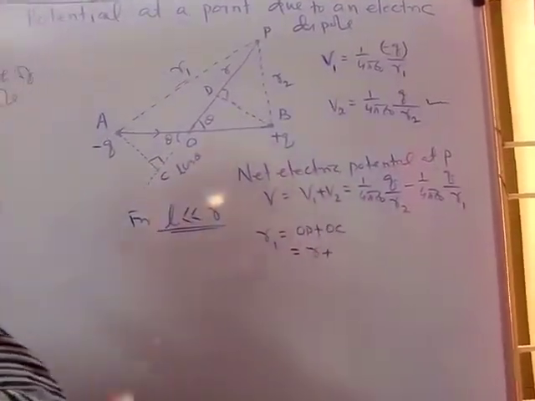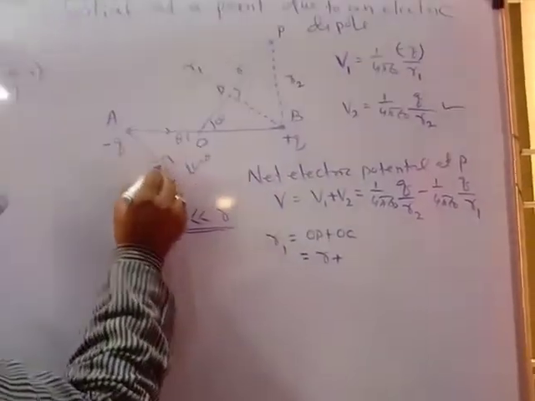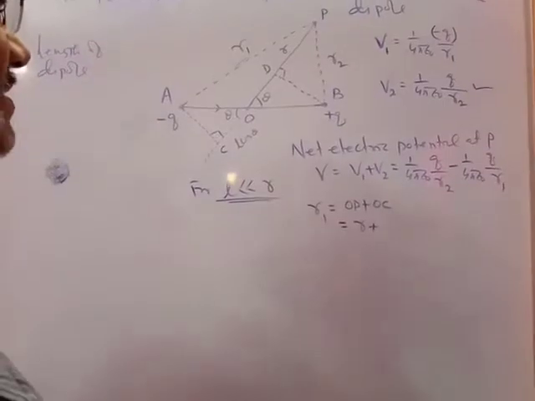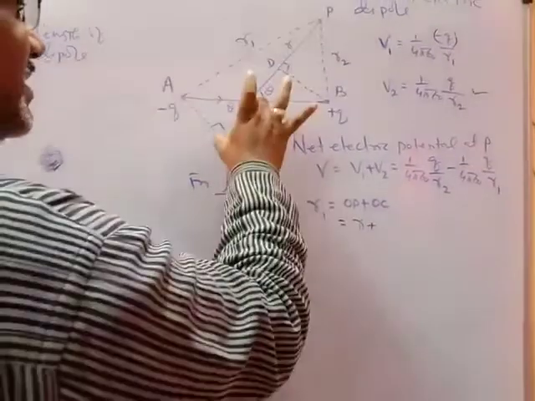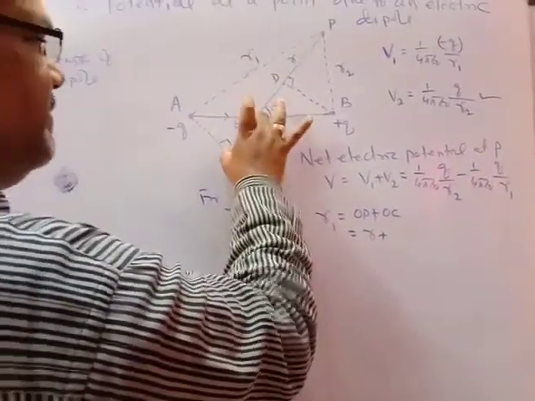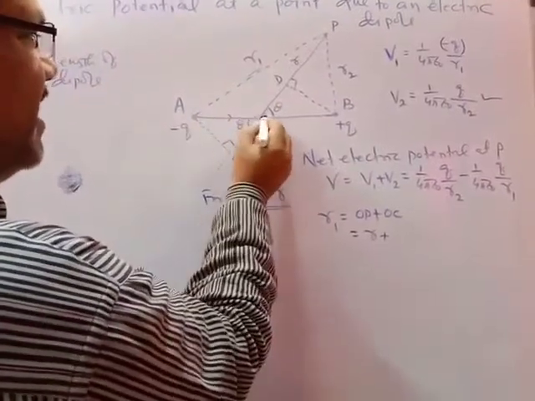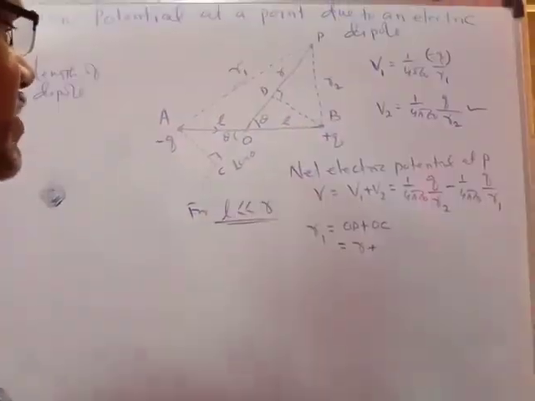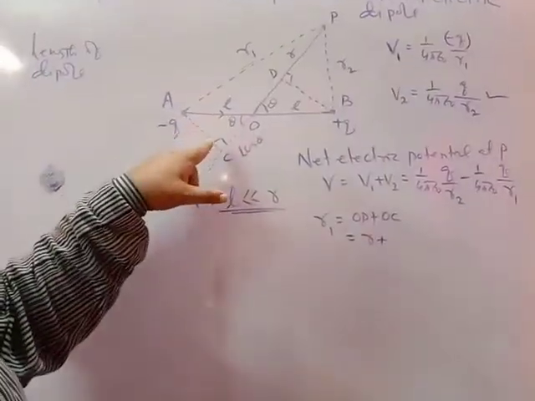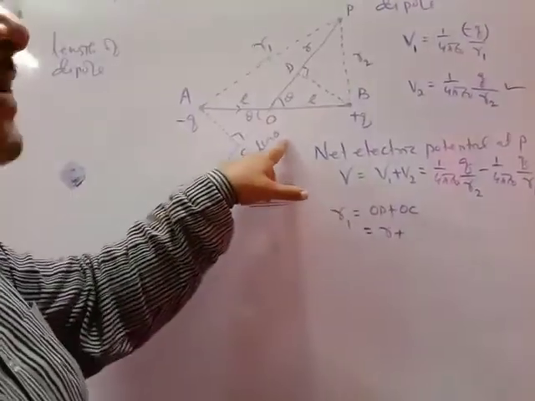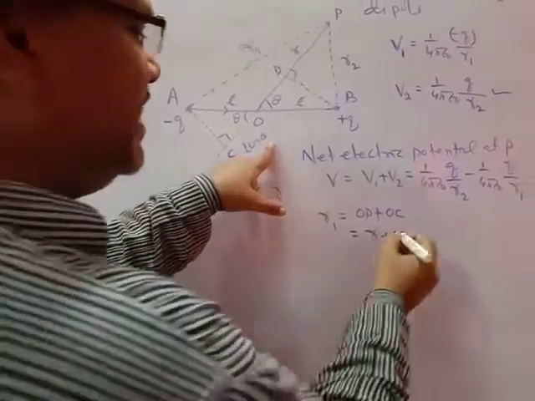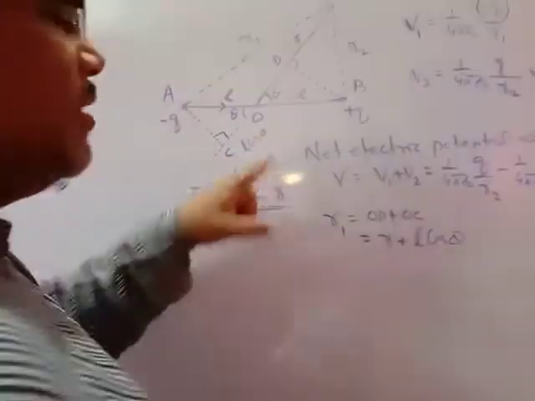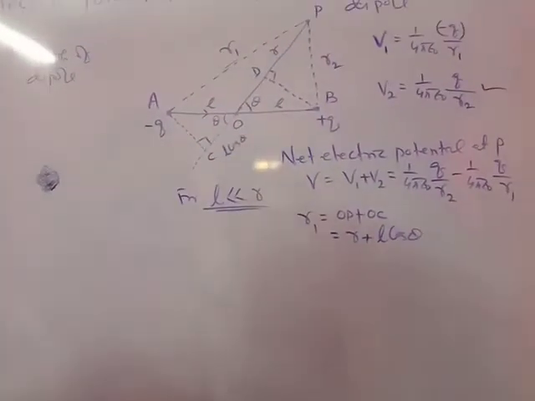Plus, what is OC? It's a right angle triangle. There is the angle theta. And what is cos theta? Cos theta equal to B upon H. This distance OC is the B, and H is AO, that is l, because this is l. So what will be OC? OC will be l cos theta. So simply you are finding R1 equal to r plus l cos theta.